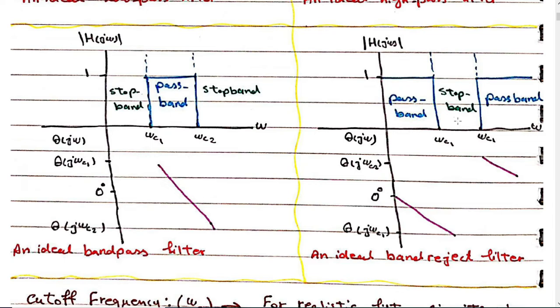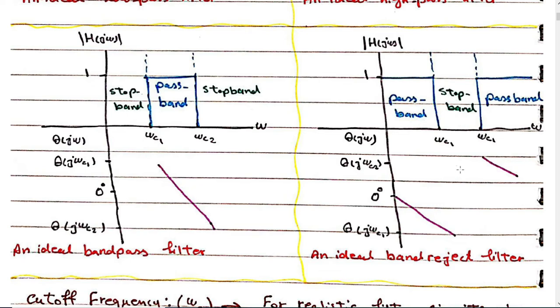And the fourth one is the band reject filter. Again we have two cutoff frequencies. The first one is the lower cutoff frequency omega C1. This is omega C2, sorry, I just corrected it in my notes. So below omega C1, the frequencies are passed, and between omega C1 and omega C2, frequencies are not allowed to pass. So we call this the stop band. Again, after omega C2, we have a pass band. So this is an ideal band reject filter. Any question on that?